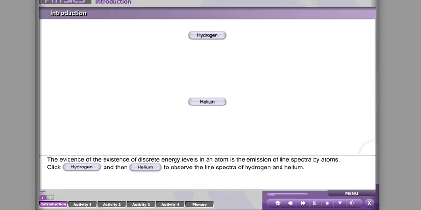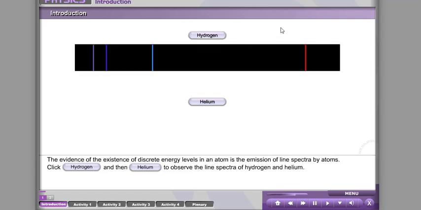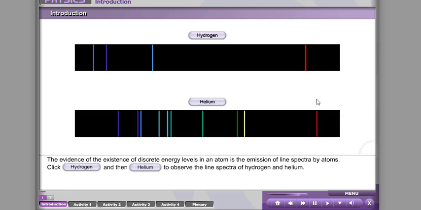The evidence of the existence of discrete energy levels in an atom is the emission of line spectra by atoms. Click the hydrogen button and then the helium button to observe the line spectra of hydrogen and helium.